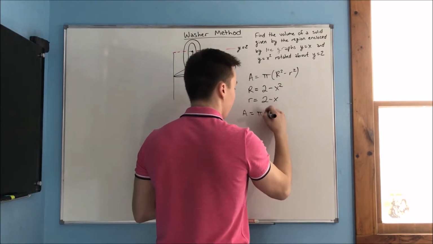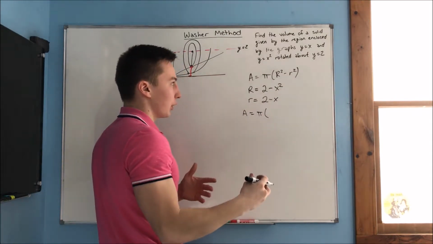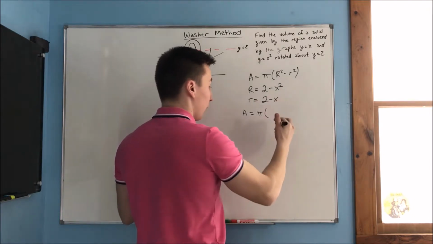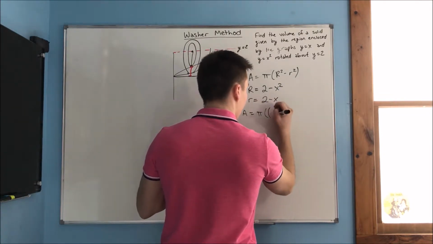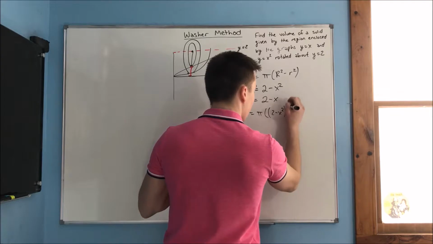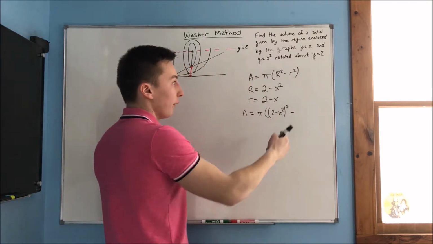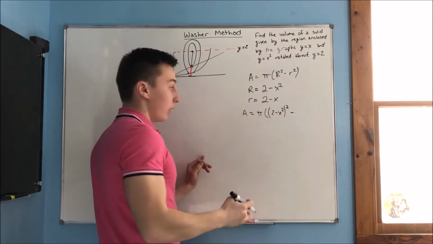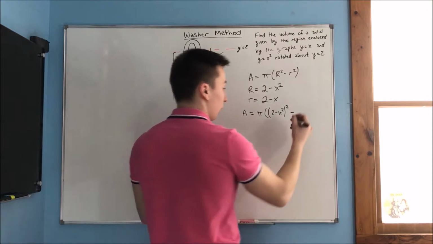So area is going to equal pi times big R squared. Well, we can just plug in 2 minus x squared and square it, and then we have our little r squared, so we have 2 minus x, quantity squared.